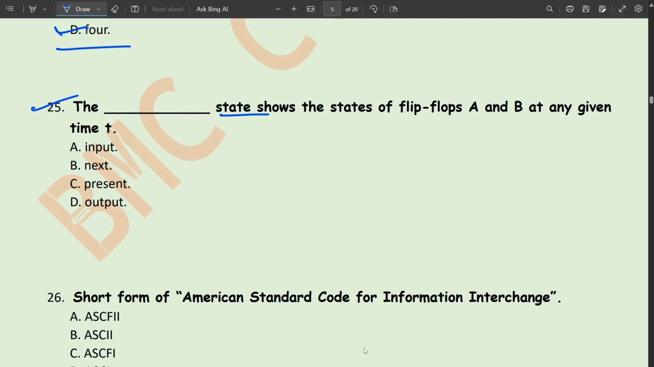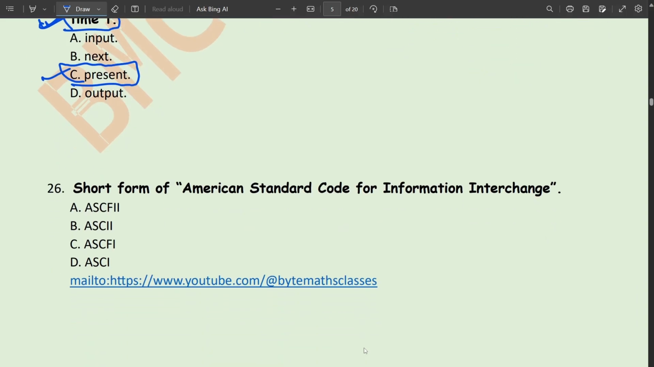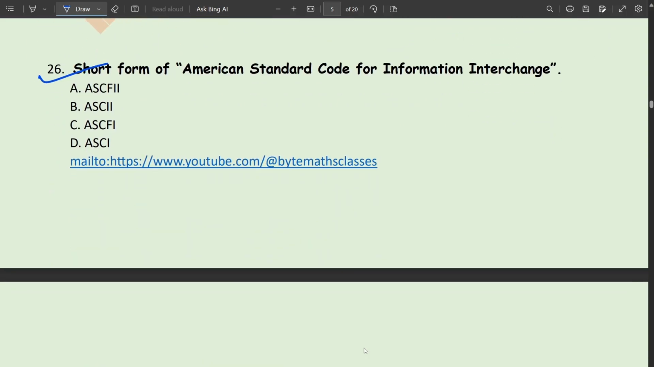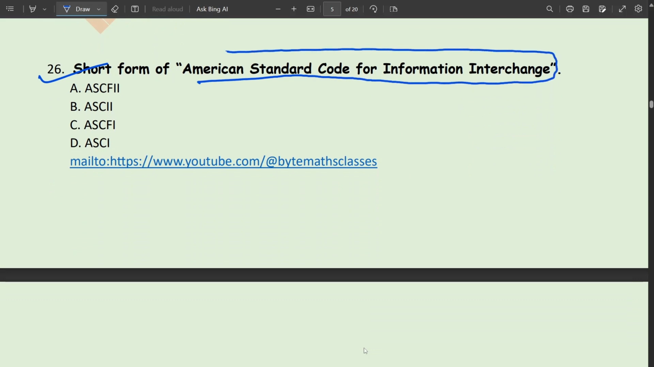The state shows the states of flip-flops A and B at any given time t. I told you, at time t, whenever you see that, the answer will be present. Option C is correct. Present. Next. Short form of American Standard Code for Information Interchange. So you can see this. Option number B is correct. ASCII.